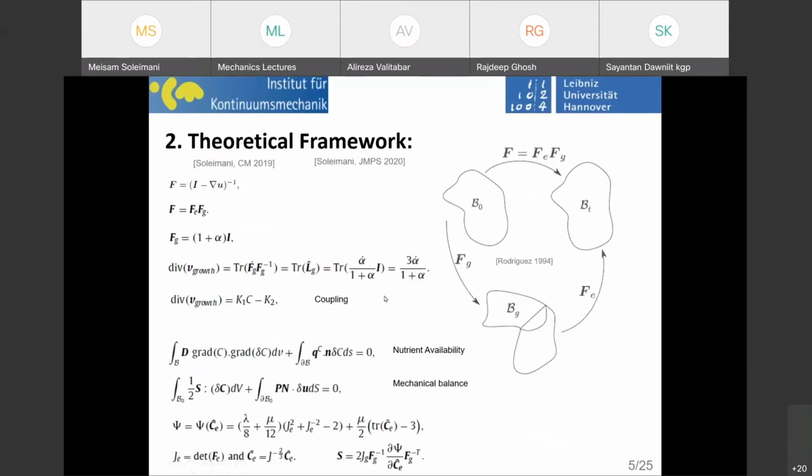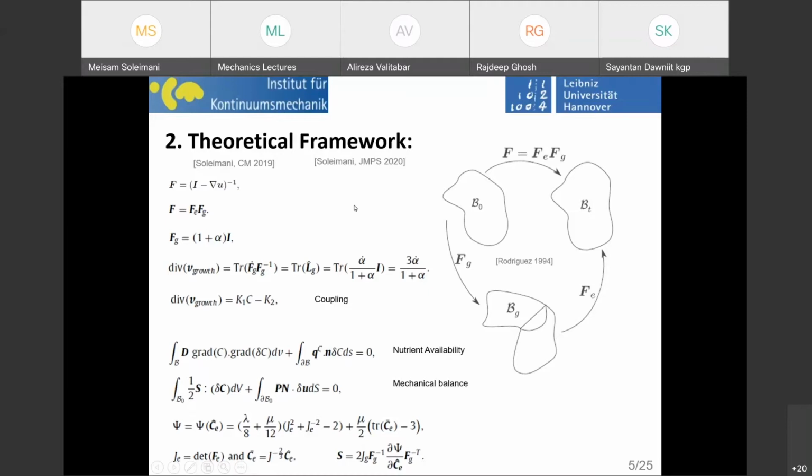Okay, for the theoretical framework, what I am presenting right now is based on the two papers that we published. For more information, you might go to those two papers. The first one is from 2019. It's based on isotropic growth and was published in Computational Mechanics. And then the extension to anisotropic growth in 2020 was published in JMPS. So if you are interested, you might go and take a look at it.